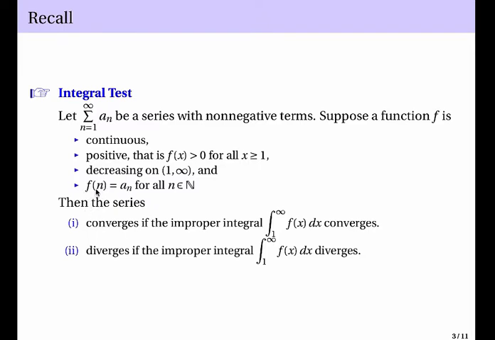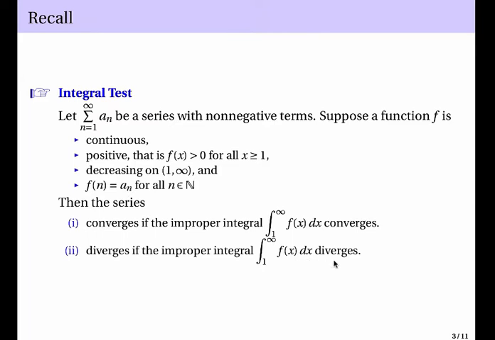And finally, if we evaluate f at every positive integer n, so f of n, that is equal to a sub n. Okay? Then our conclusion is, this series converges if the improper integral from 1 to plus infinity of f of x dx converges. And this series diverges if the improper integral from 1 to plus infinity of f of x dx diverges.